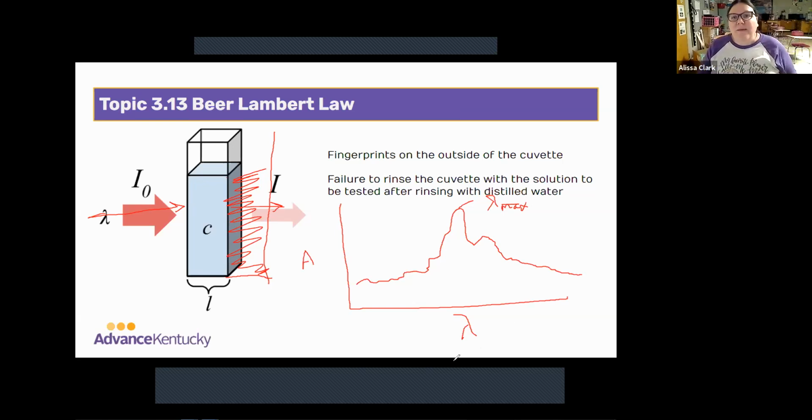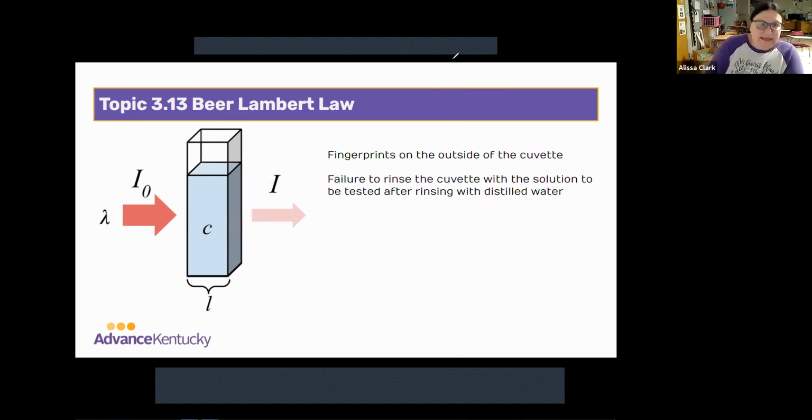There are two main experimental errors I can think of that come along with Beer's law. One is that you have touched the outside of the cuvette and you have failed to wipe that off. In that case, the oils and things in your hands are going to scatter the light. And so you are going to get a falsely high absorbance here. It's going to absorb more light than it seems like it should, because not all of the light has been able to pass through the solution. It's been bumped around by the oils.